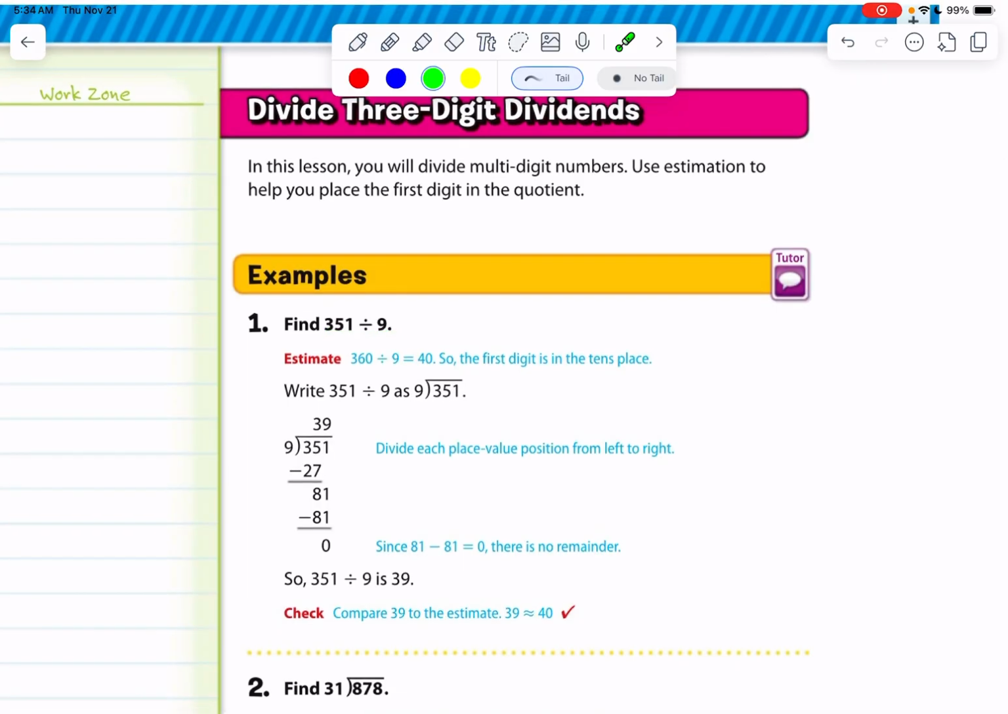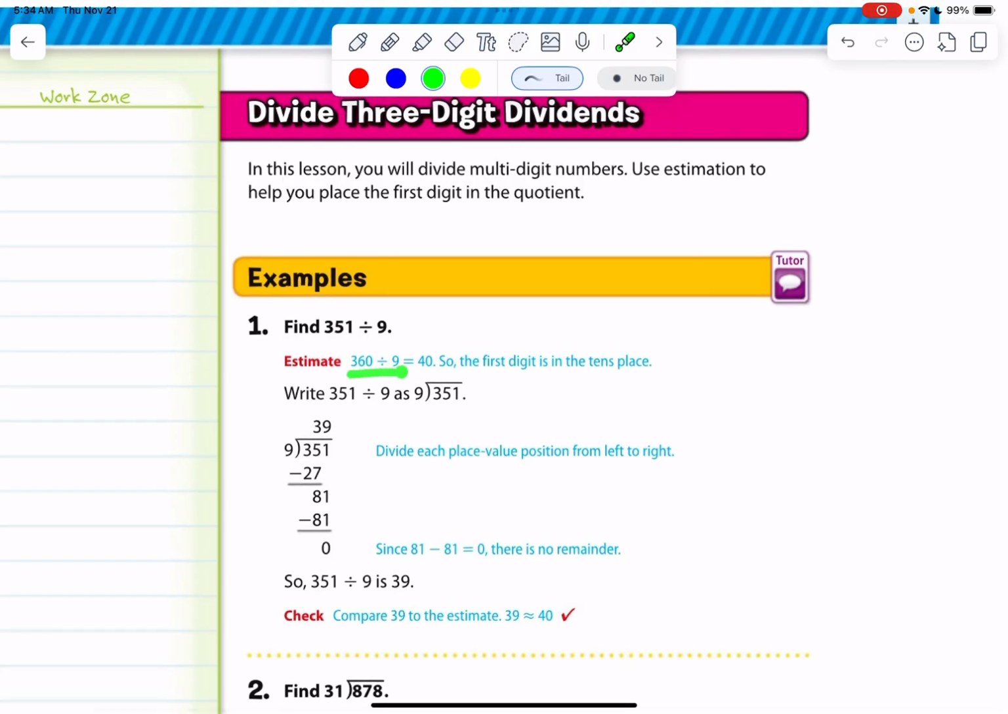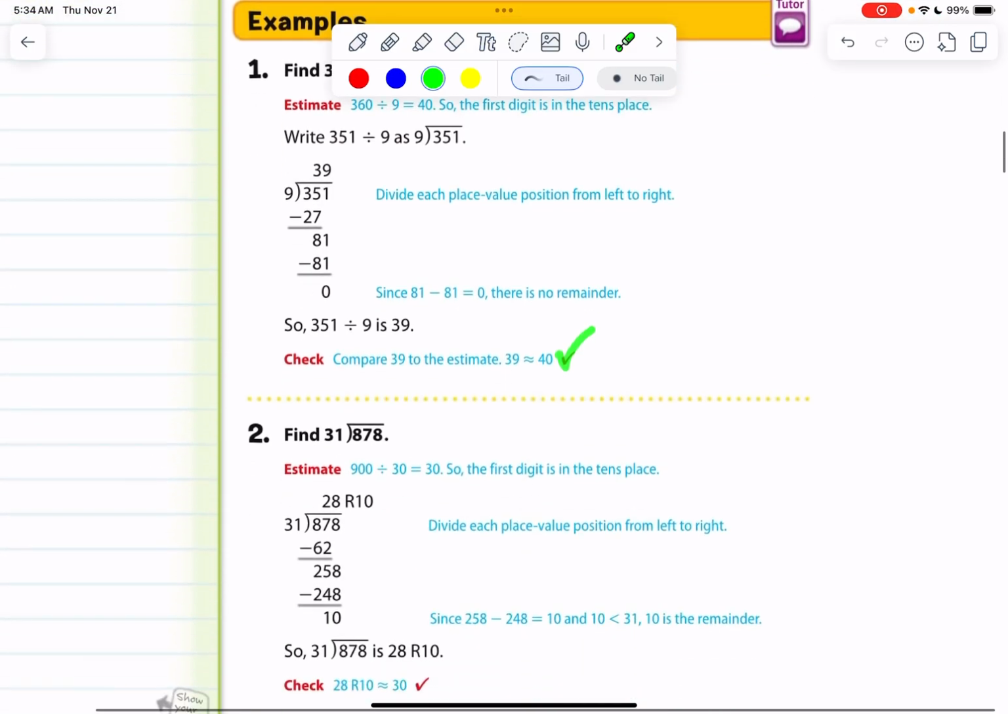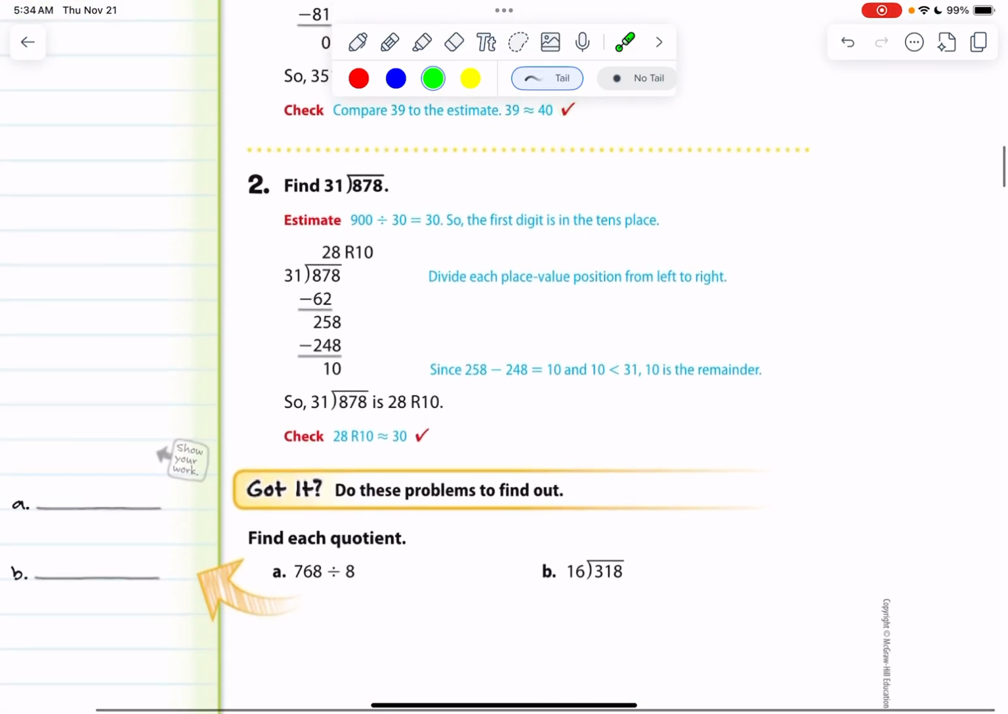351 divided by 9. So we estimated 36 divided by 9. Why? Because 36 divided by 9 is a multiplication fact. So 360 divided by 9 would be 40. So we know that our first digit is going to be either a 3 or a 4, and it is in fact a 3. Okay? So if we were to multiply this all out, the answer or quotient is 39, and our estimate was 40, so I would say that checks. Okay? Moving on to number 2.